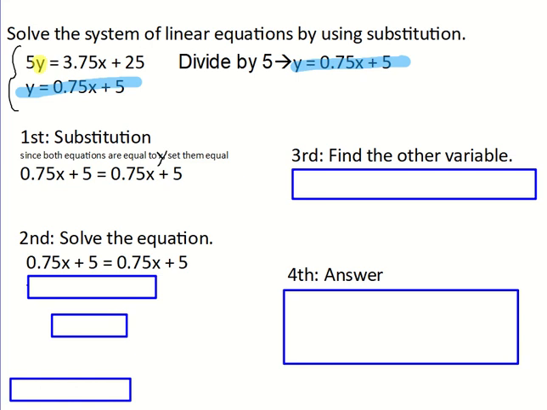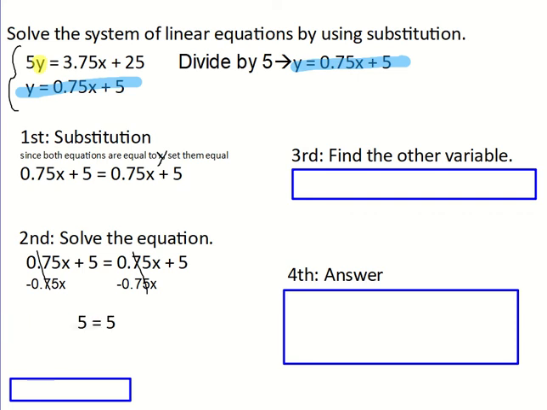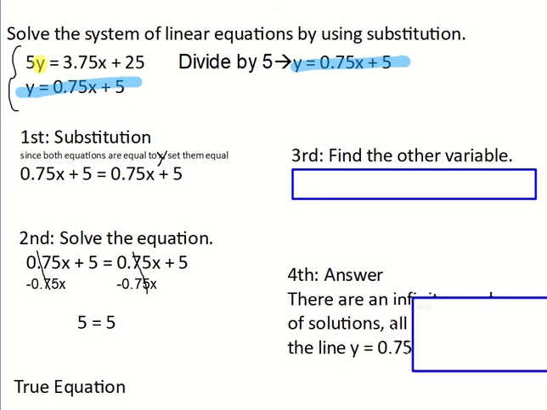When you solve it, the opposite of adding 0.75x is subtracting it. So we're going to move our variables to one side of the equation. They cancel because they add to 0 on both sides. And you're left with 5 equals 5. So since you know this is a true equation, we know there's going to be an infinite number of solutions because these are the same line. The equations are the same.